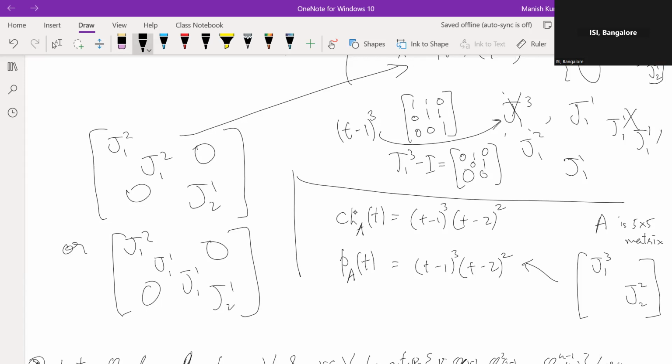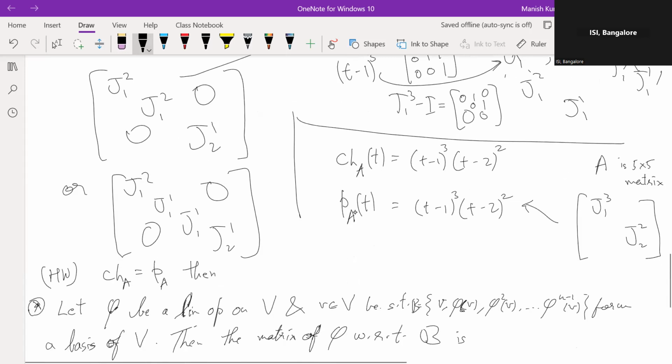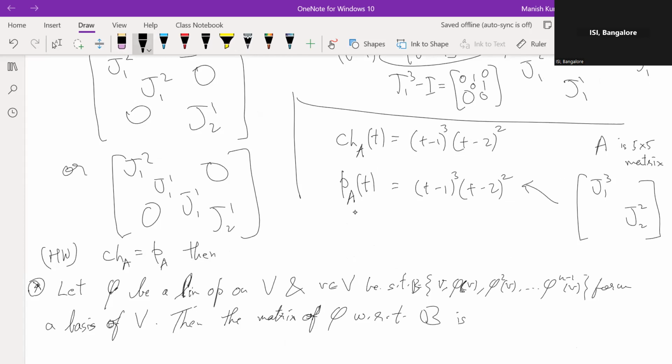So maybe this one can put as homework. If the characteristic polynomial of A equals the minimal polynomial of A, then determine the Jordan form. I told you what the answer is, but you prove it, yeah?